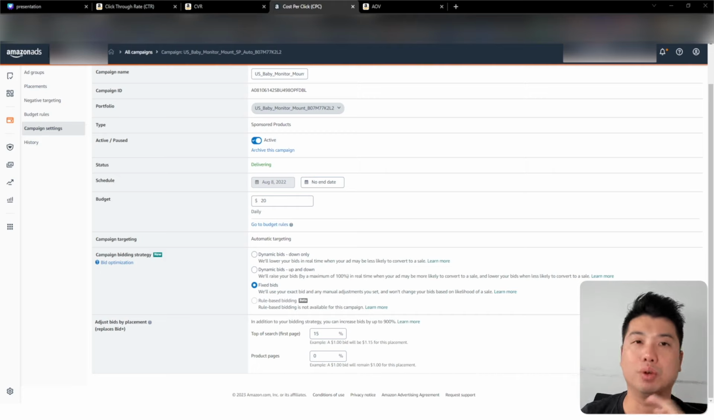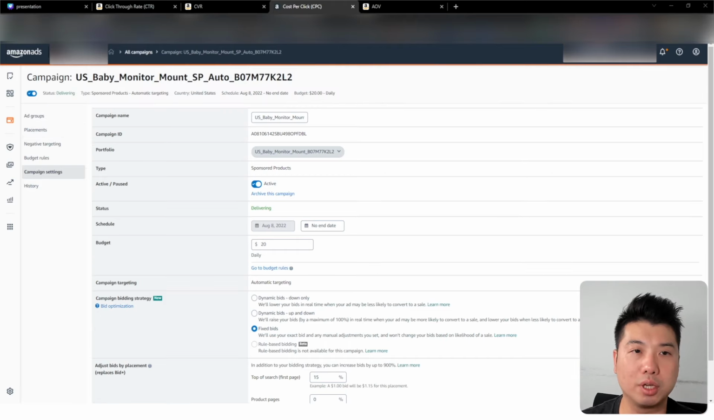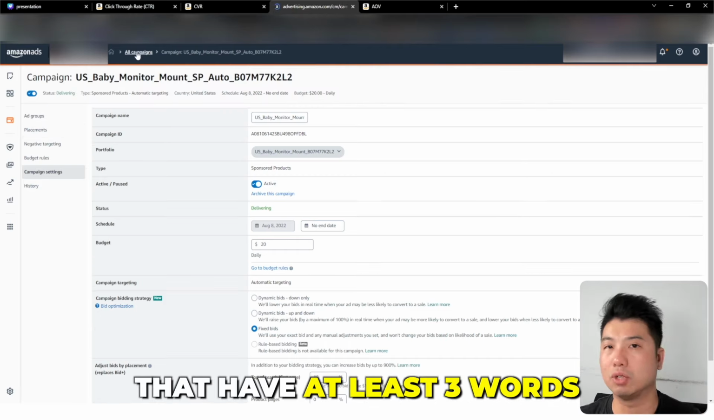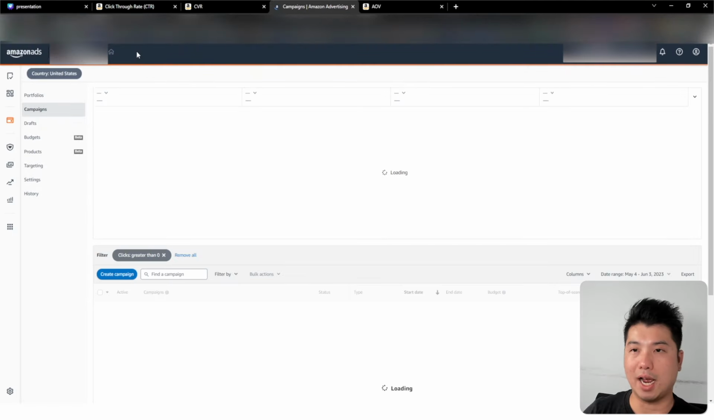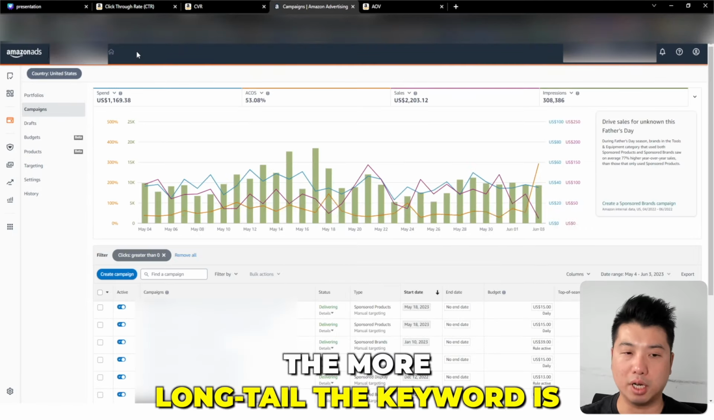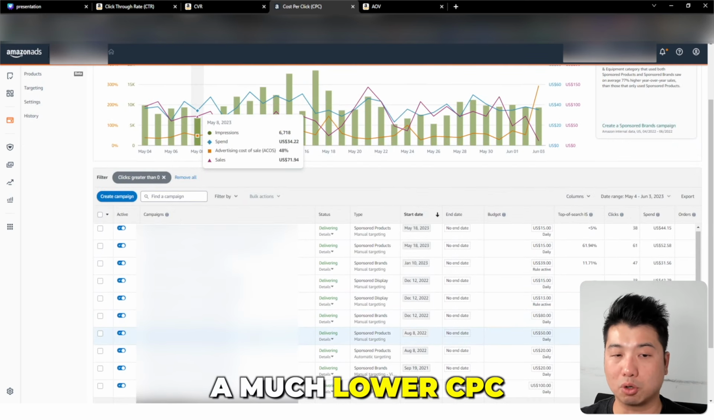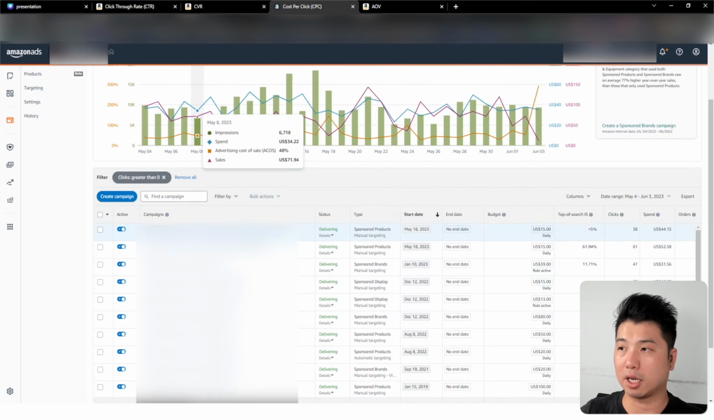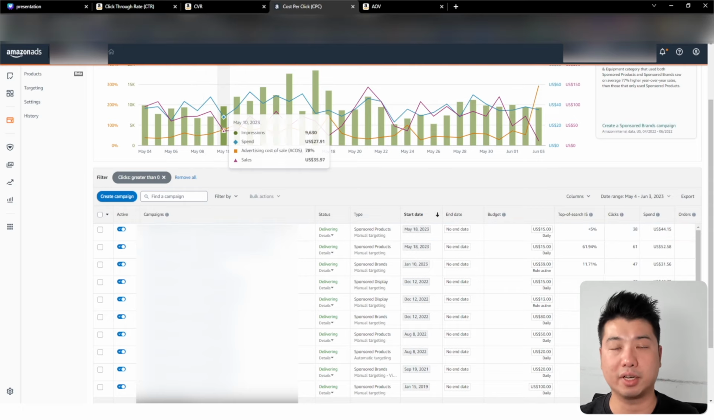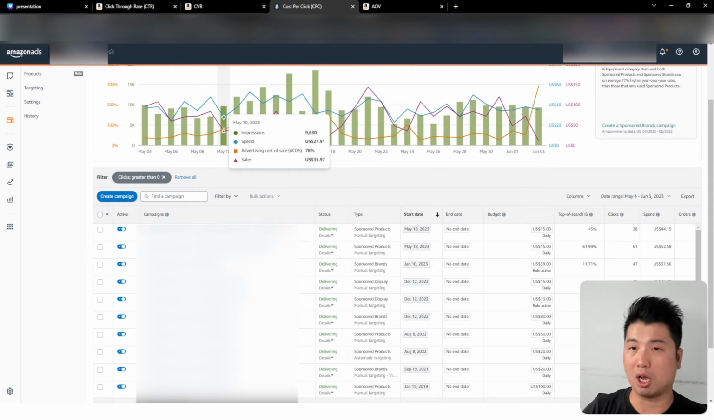So a lot of times you want to target keywords that have at least 3 words, right? The more words it has, the more long tail the keyword is. And long tail keywords normally give you a much lower cost per click than if you're selling, like, a yoga block, in my previous example. Instead of just saying yoga block, 2 words, you could say large yoga block for men.